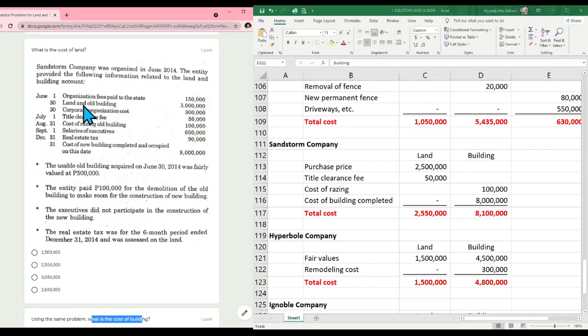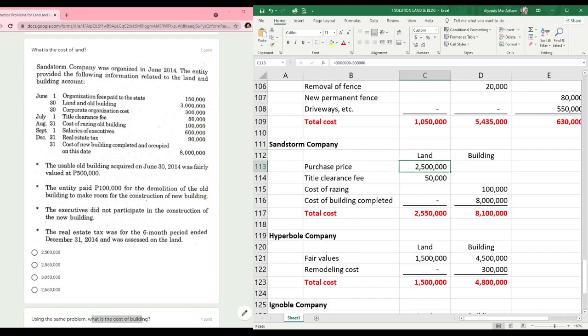Next, land and old building. Okay, so the land with an old building attached to it was purchased for 3 million. But take note that in the first bullet, the usable old building acquired on June 30, 2014 was fairly valued at 500,000. So therefore, out of the 3 million, the 500,000 pertains to the old building, and so for the land, that would now only be 2,500,000, which is 3 million minus 500,000. So for the land, 2,500,000 remains.